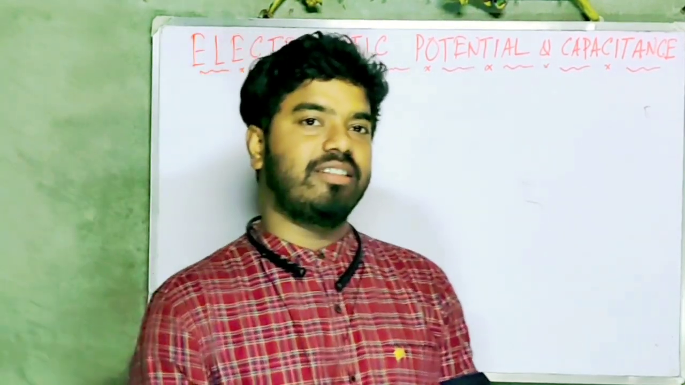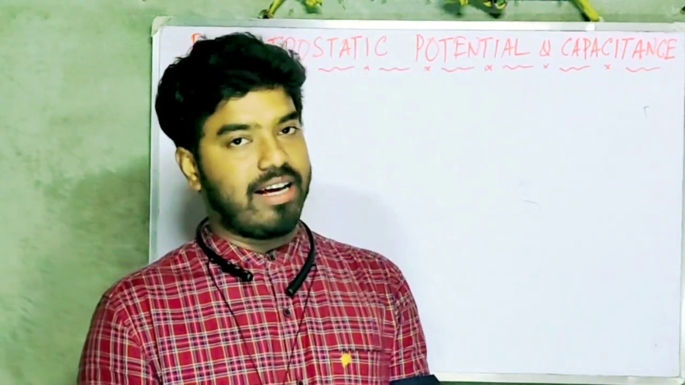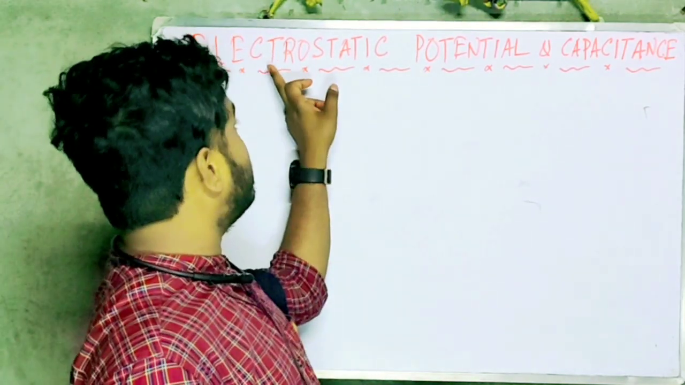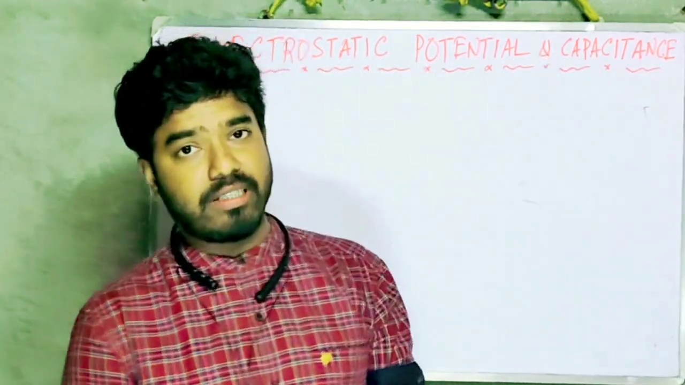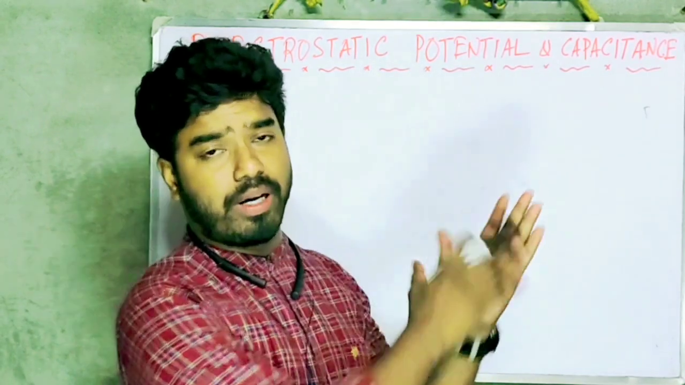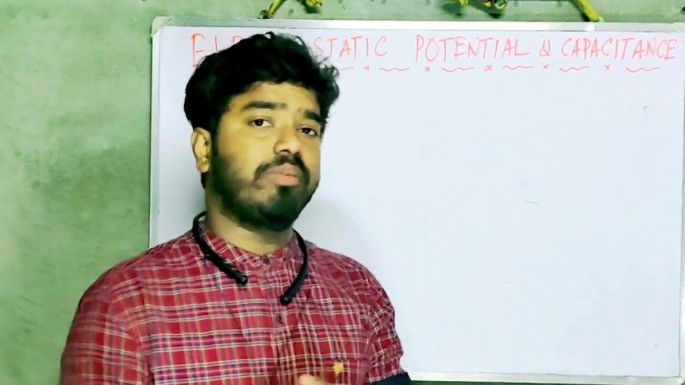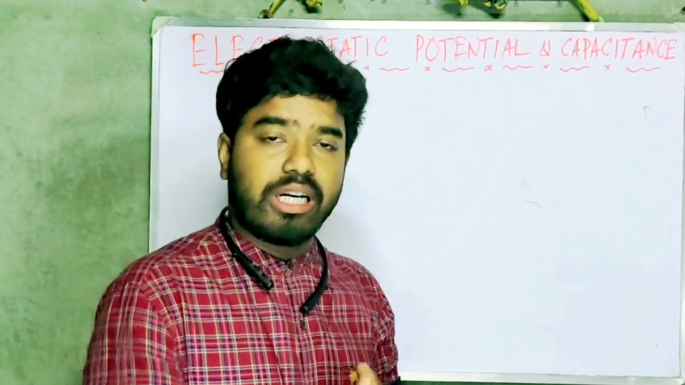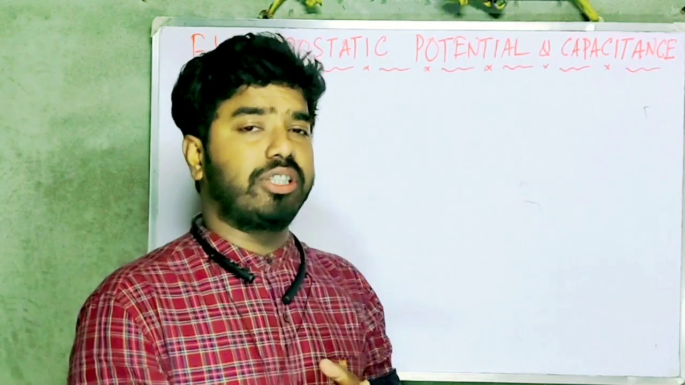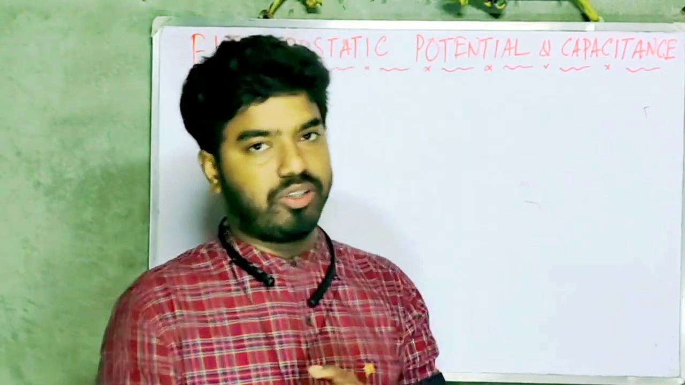So students, we are in the topic, in last class, that is chapter 2, electrostatic potential and capacitance, and the topics covered were the introduction, the definition of electric potential difference, then electric potential due to a point charge and n number of point charges.